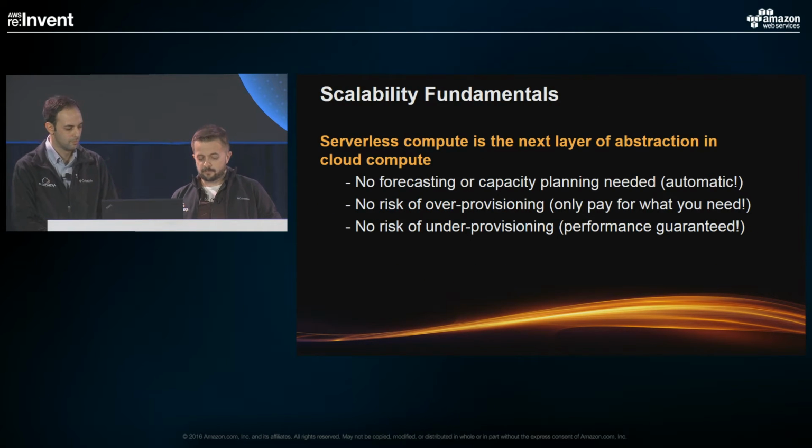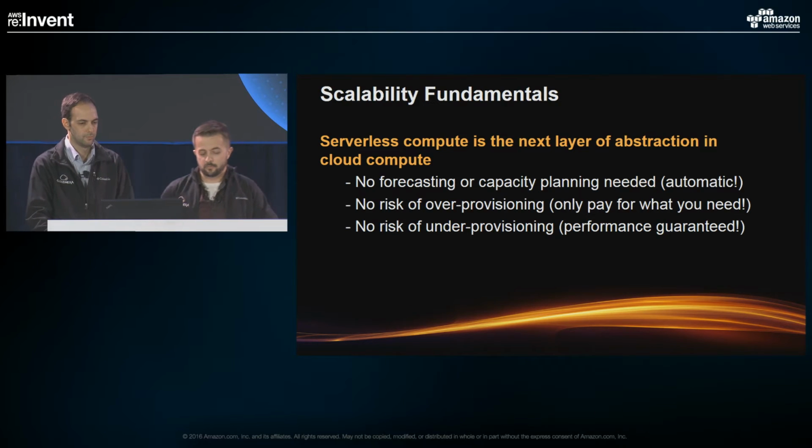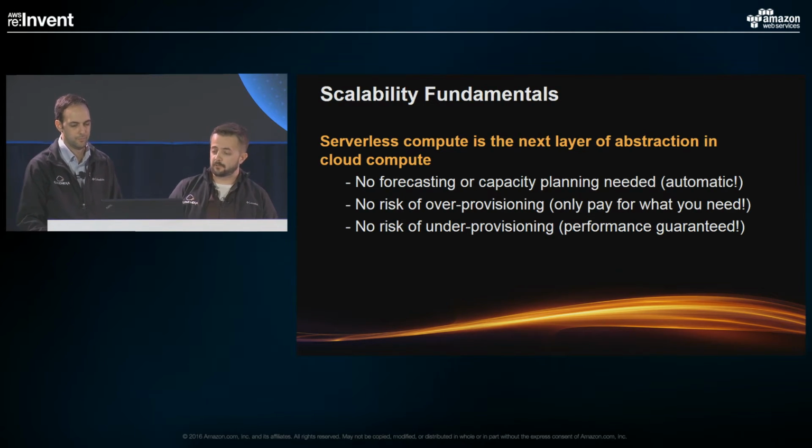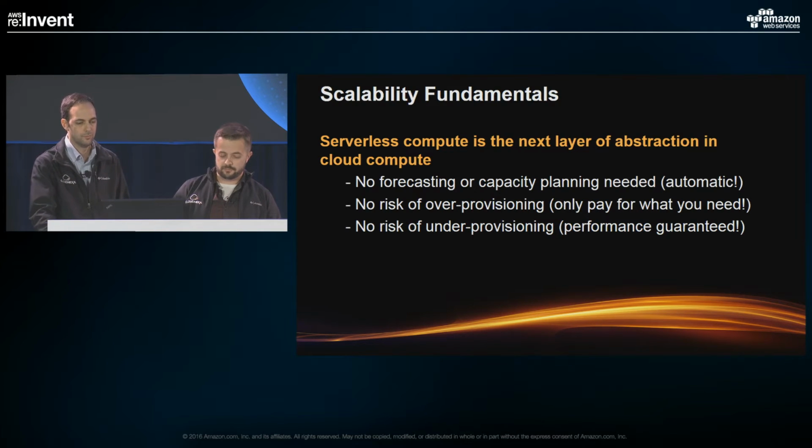So the components that we talked about, S3, CloudFront, API Gateway, Lambda, even DynamoDB, all of these scale automatically. We don't really have to worry about under-provisioning. We don't have to worry about over-provisioning. And we pay only for what we use.